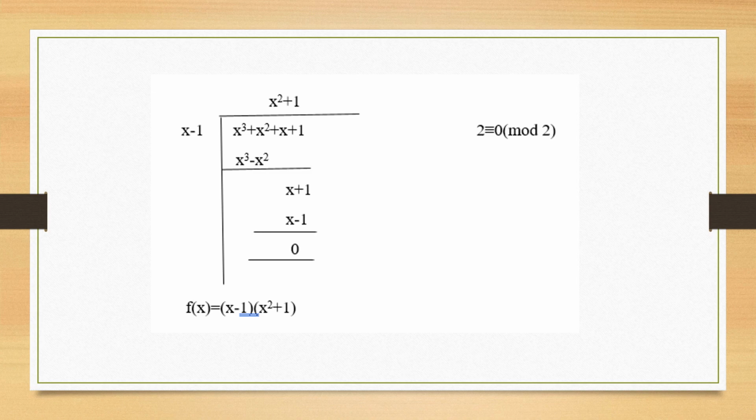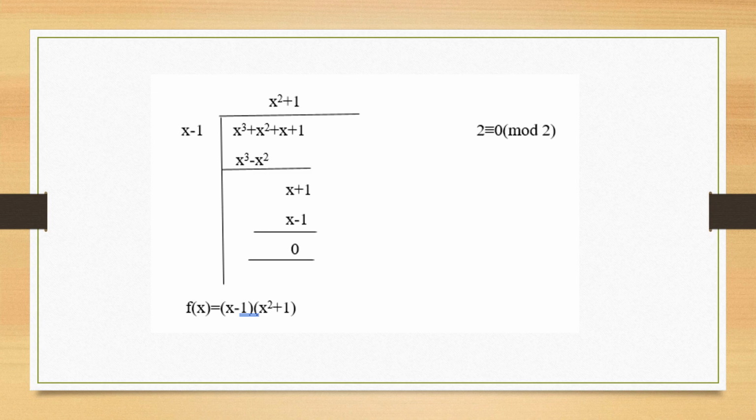So how can I write f of x? What was f of x? F of x was the dividend term. So how do I write it? By the division algorithm, f of x is equal to the product of the quotient and the divisor, x square plus 1 into x minus 1, plus the remainder. Since the remainder is 0, we have just omitted it.